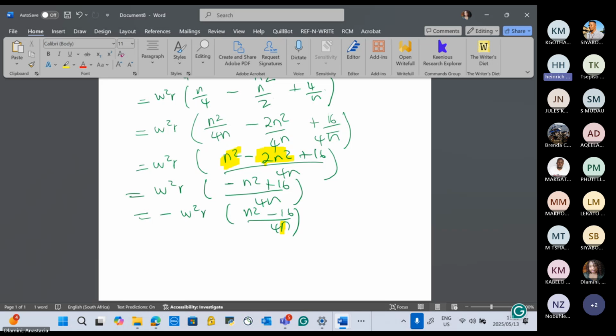I think it'll be positive, ma'am. Why? Because if we say that n is, for example, 3, then it'll be 9 minus 16, giving us a negative value for the second term, which then multiplied by the first term will give us something positive. Well done. So this will be greater than 0, meaning there is a minimum.